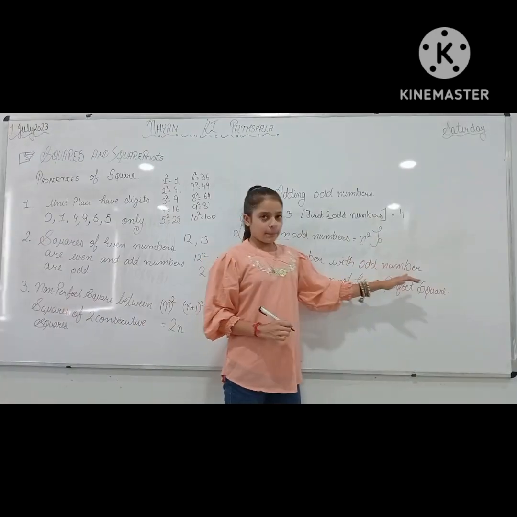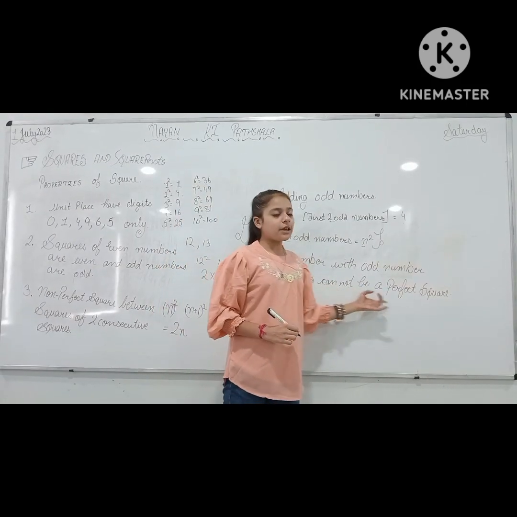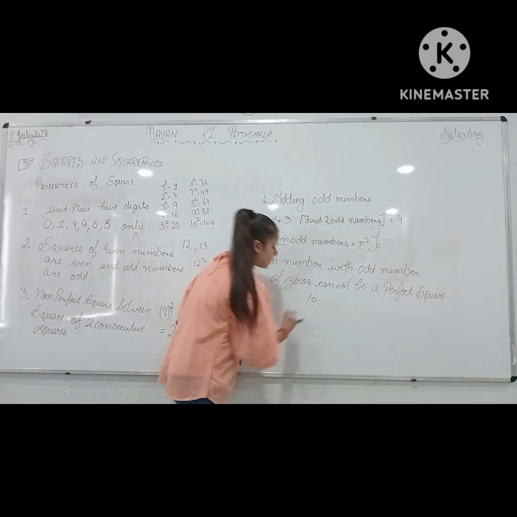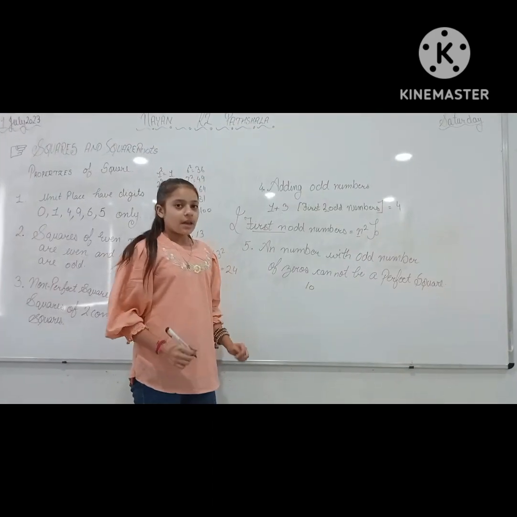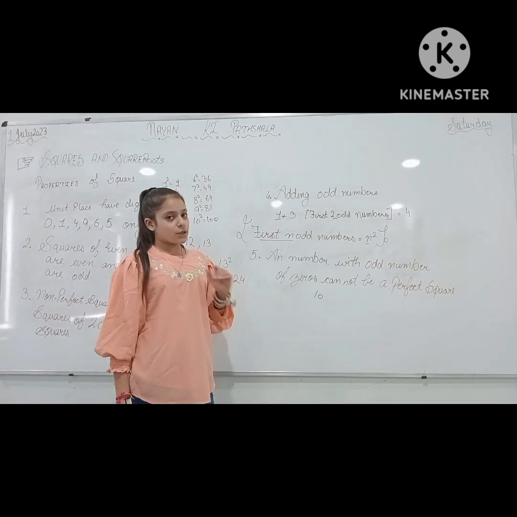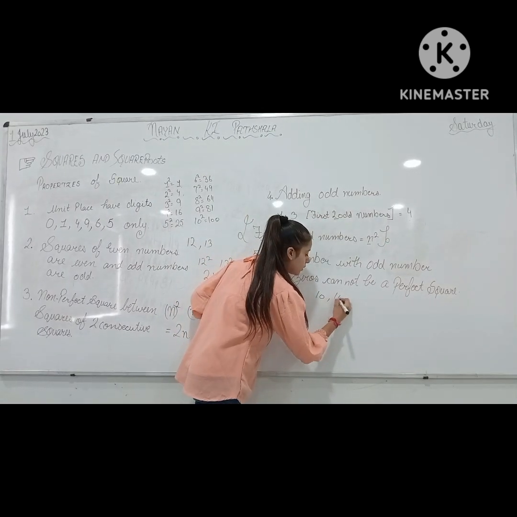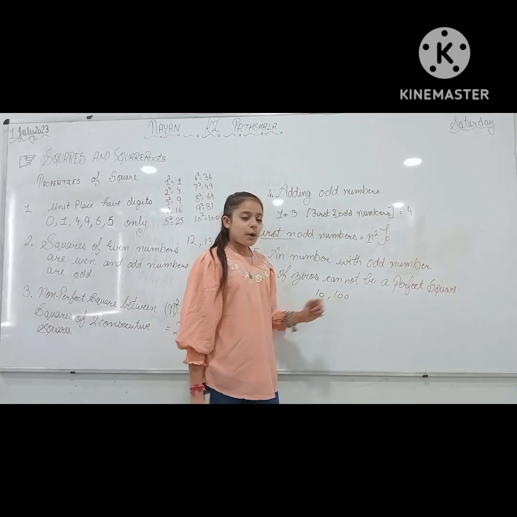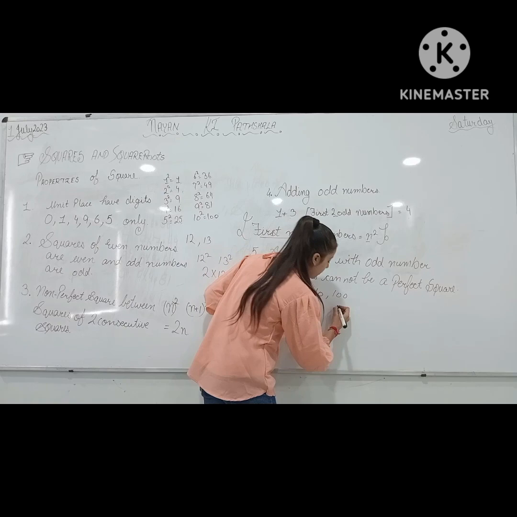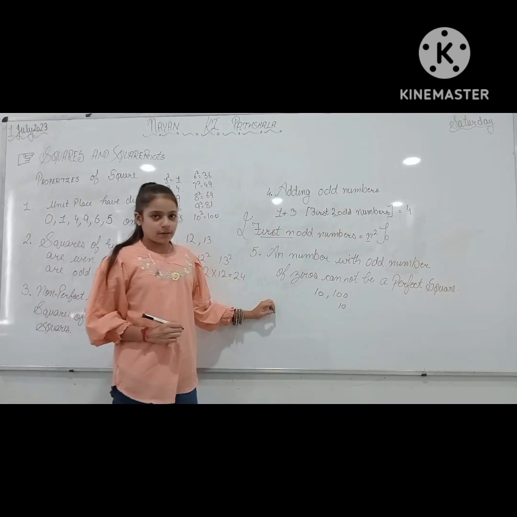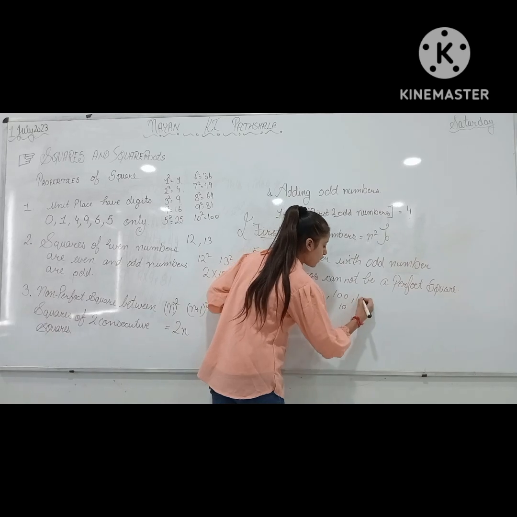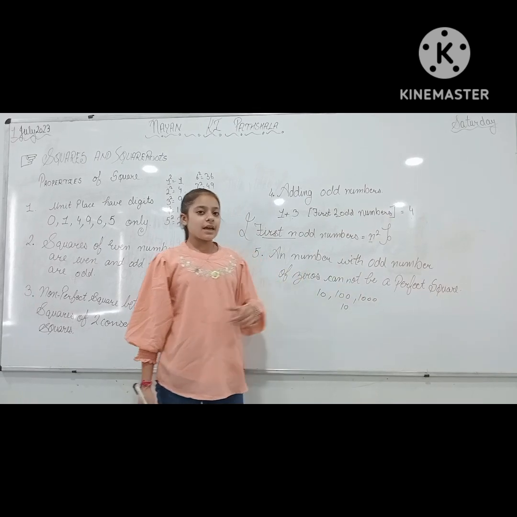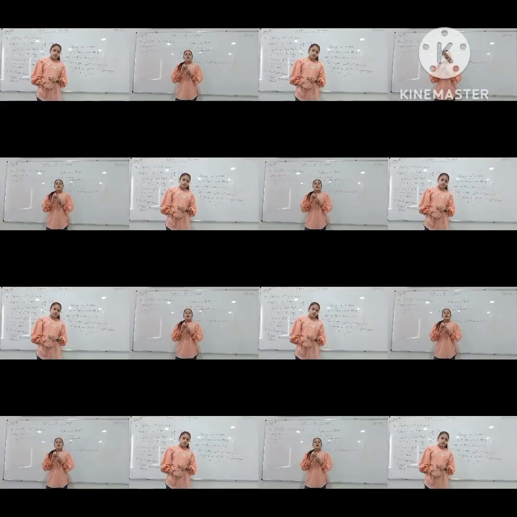And a number with an odd number of zeros cannot be a perfect square. If I say a number, let us say 10, the number of zeros is 1. So 10 is not a perfect square. If I say 100, then the number of zeros is 2, which is even. So 100 is a perfect square, and we all know that 100 is the perfect square of 10. Again, if I say 1000, then it has 3 zeros and it is not a perfect square.